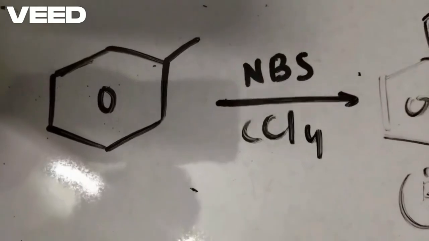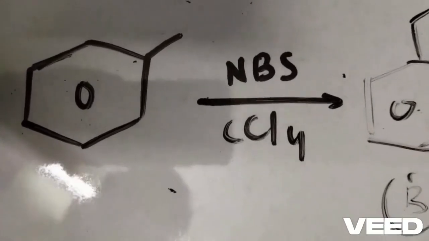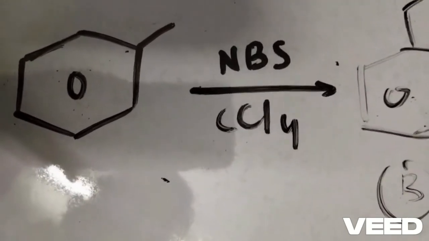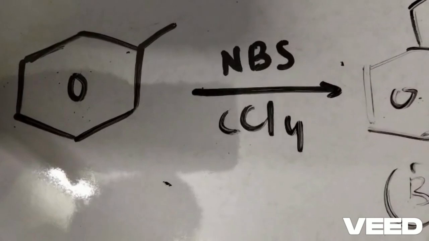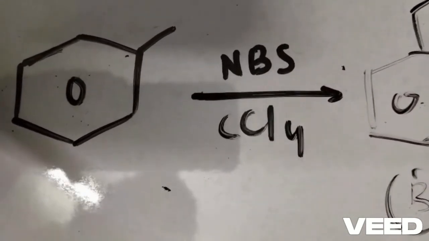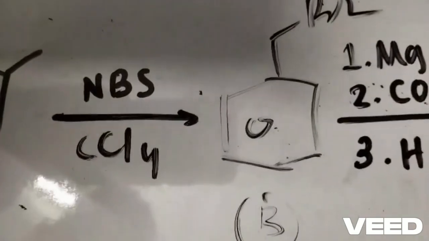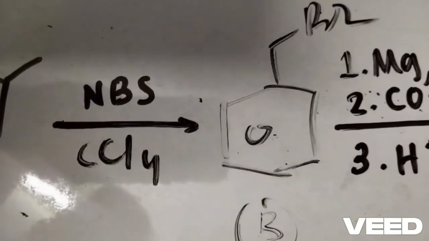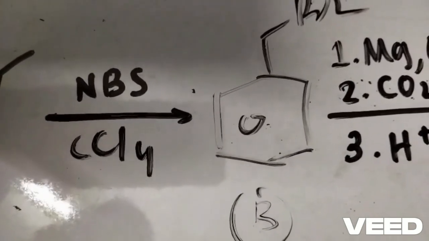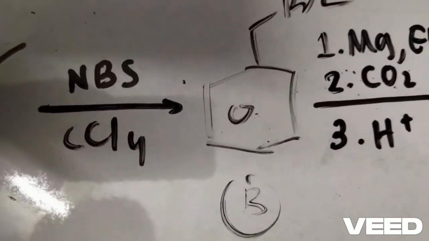To proceed with the solution, we have been given toluene as the starting substrate, and it is reacted with N-bromosuccinimide or NBS in a CCl4 medium. Therefore, we know this reagent is used for allylic substitution of bromine, and therefore we get what we call a benzyl bromide.